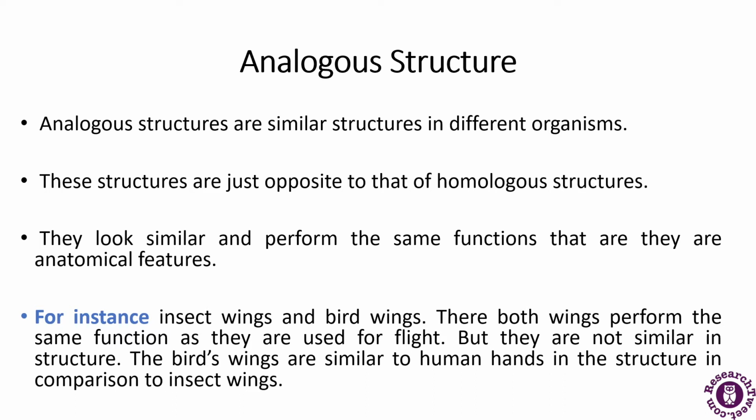For example, here I have taken the example of the wings of birds and insects. Both wings perform the same function; they are used for flight. But they do not have a similar structure. Their structure is very different from each other. They have wings, but the structure is completely different. The bird's wings are similar to human hands in structure in comparison to the insect wings.